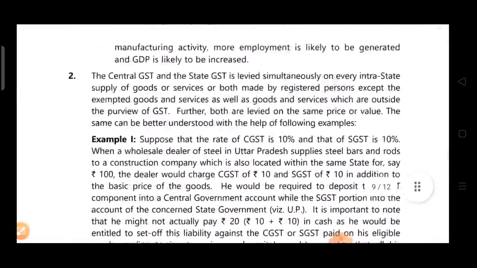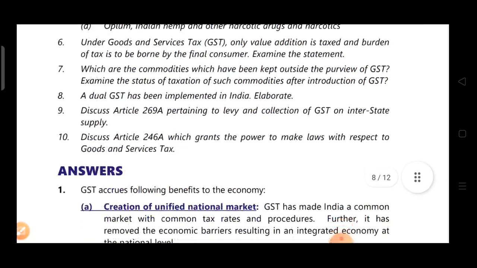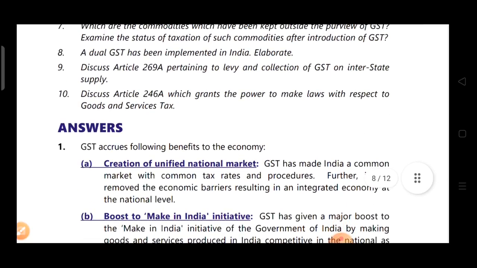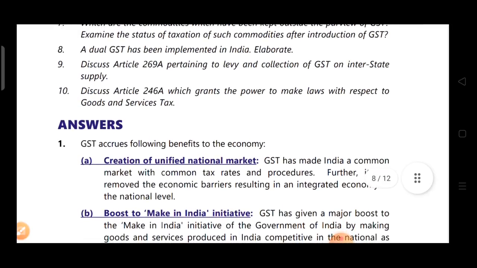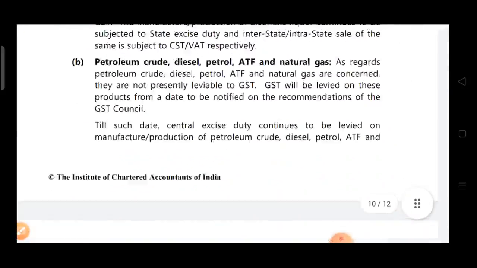Now question number 8. A dual GST has been implemented in India. Elaborate. Dual GST means both center and state. The tax will be levied by both center and state simultaneously. That is the dual GST model. See what they have written in answer number 8.